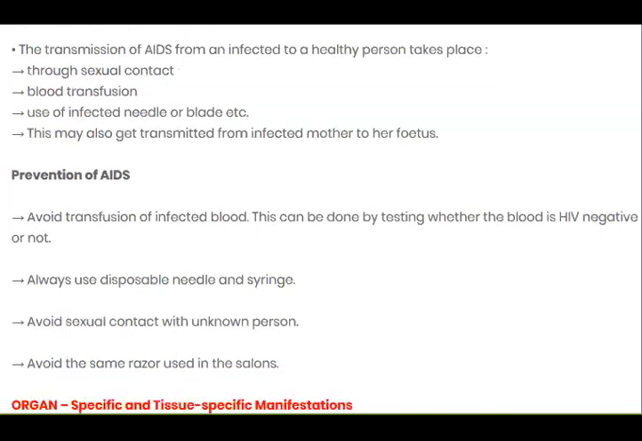Second point, always use disposable needles and syringes. Avoid sexual contact with unknown persons and avoid the same razor used in the saloons. Like when you go to the barber shops or to the hair cutting saloons, the same razor is used for a number of people. And if a particular person is found to be infected, then your chances of getting that disease is also more.